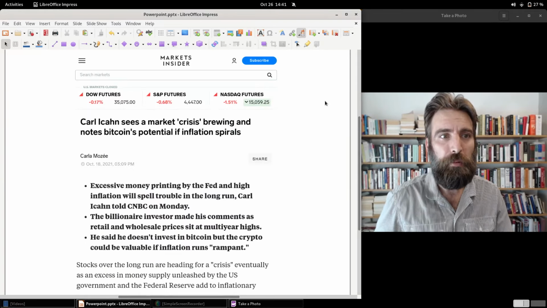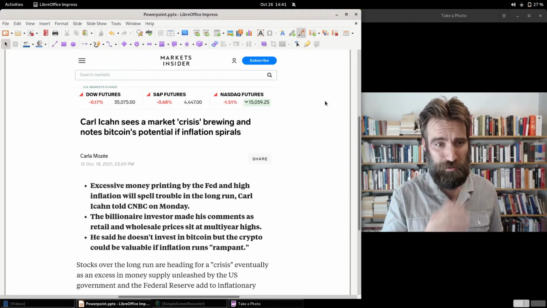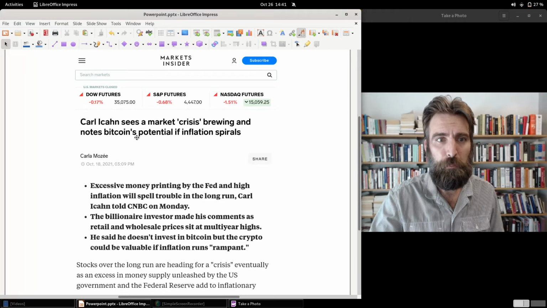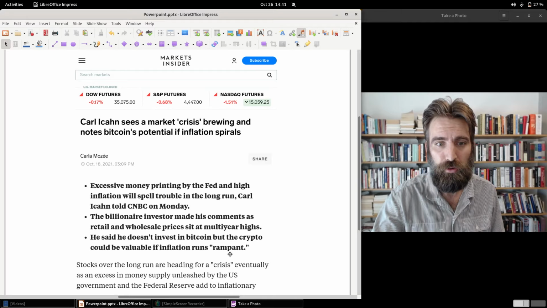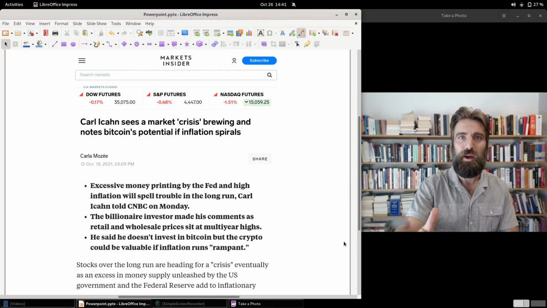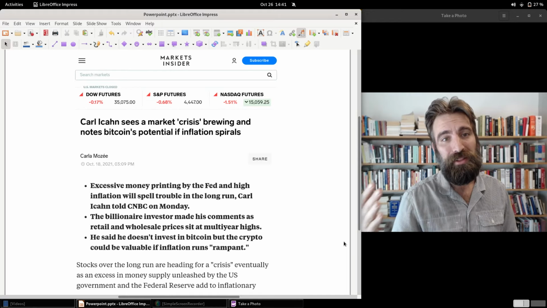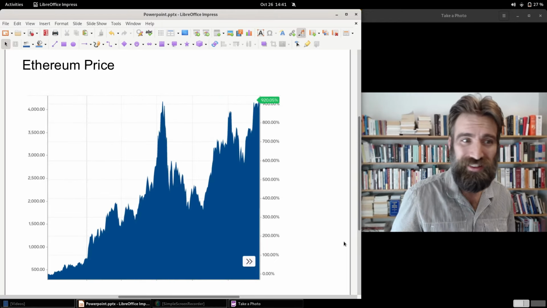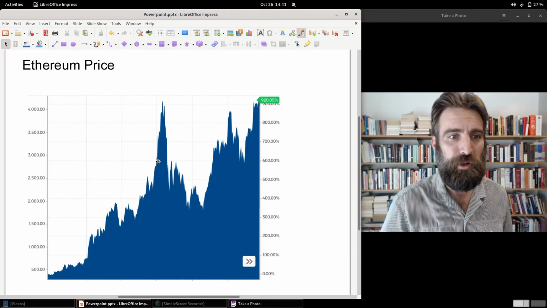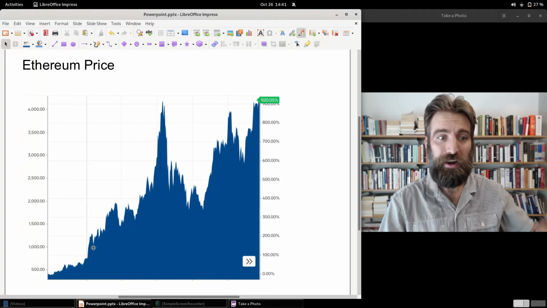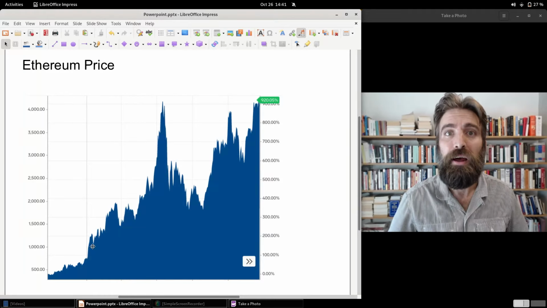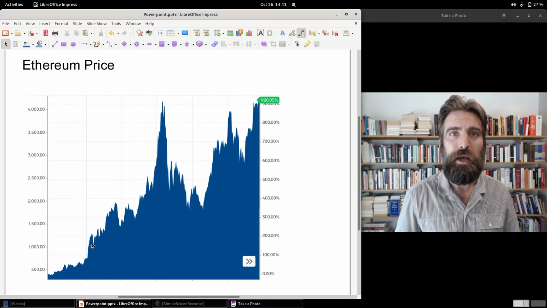In my opinion, and in the opinion of many others, like Carl Icahn, you remember that's all Bitcoin's potential. If inflation spirals, if it becomes rampant, Bitcoin is going to really rise, and so will Ethereum. So now's not a bad time to buy. You might look at this and be like, "Oh man, Ethereum's $4,200. I could have bought it at 1,000." Well, you didn't, but now's not a bad time to buy.